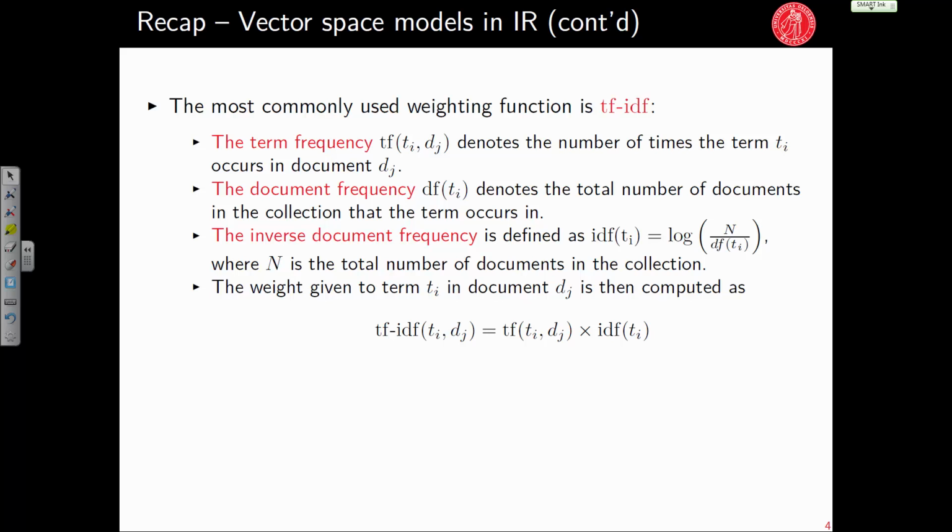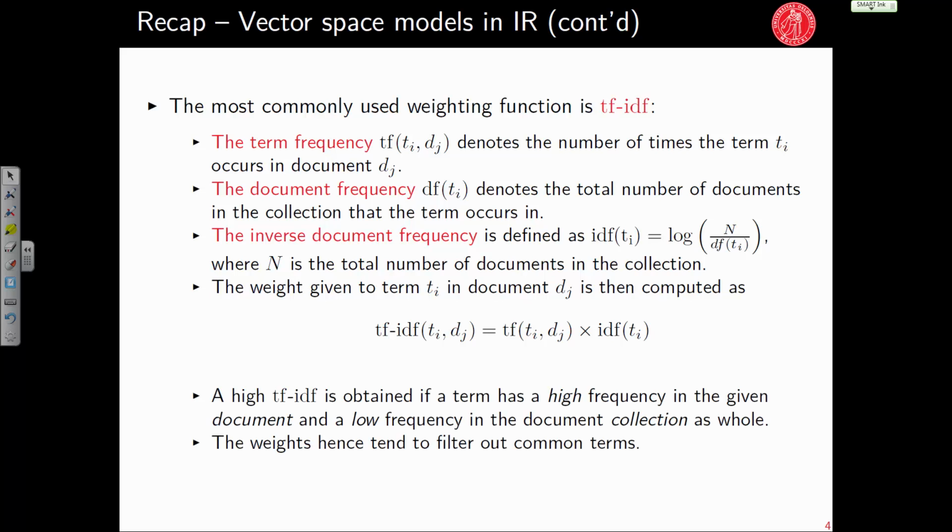Compare it to a word like "artificial", which occurs in 10 out of 20,000. This should be an indicative feature that gets more weight, and that's what happens in this function. So the overall picture is that a high TF-IDF is obtained if a term has a high frequency in the given document, but a low frequency over the whole collection of documents. With this measure we are able to filter out all the common terms. Even if you don't do stop word removal, they will fall out by this definition of the weighting function.